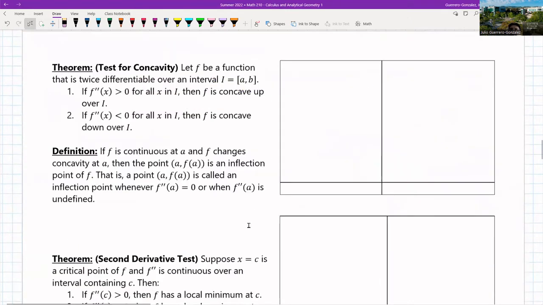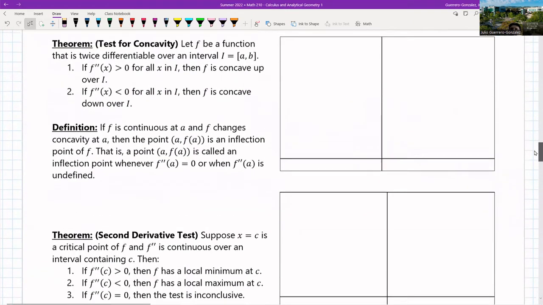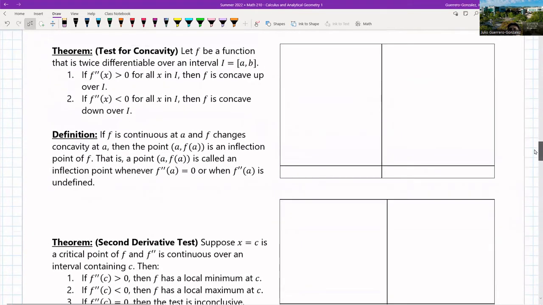Okay. So now let's get into a couple more hard-hitting facts here. This gives us two pretty important things. The first one is the test for concavity. Let f be a function that is twice differentiable over (a, b). That means if the second derivative is greater than 0 for all x in I, then f is concave up over I. And if the second derivative is less than 0, then f is concave down over I.